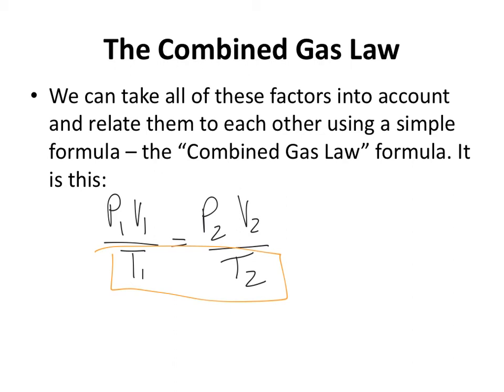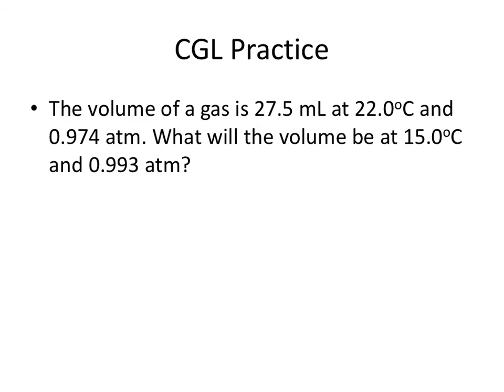That's why we just give you this equation on the test, because you should be able to manipulate it no matter what you need to use it for. I was going to say, remember as well that we always use Kelvin as our temperature unit here. So let's give a problem a try. We have a volume of a gas that is 27.5 milliliters at 22 degrees Celsius and 0.974 atmospheres. What will the volume be at 15 degrees Celsius and 0.993 atmospheres?